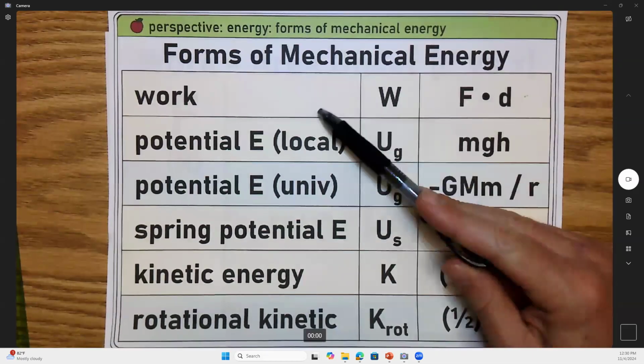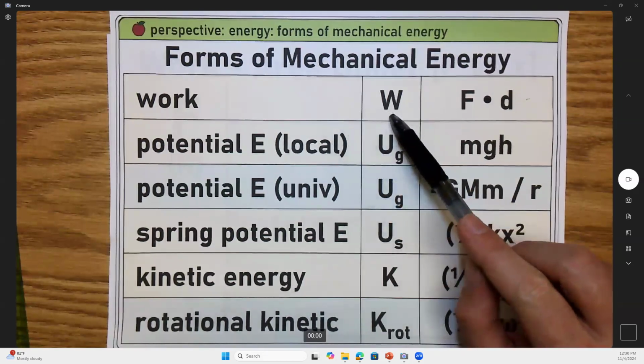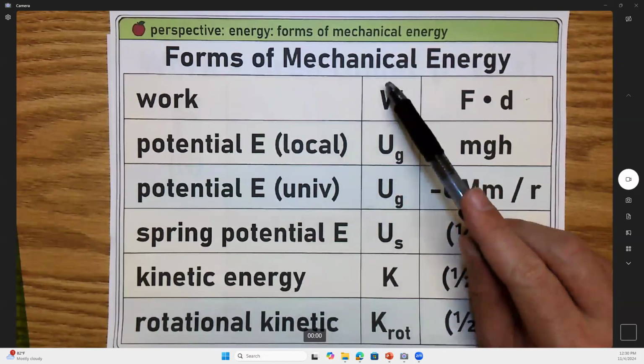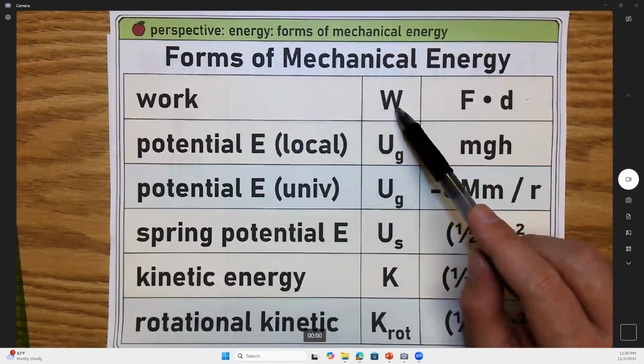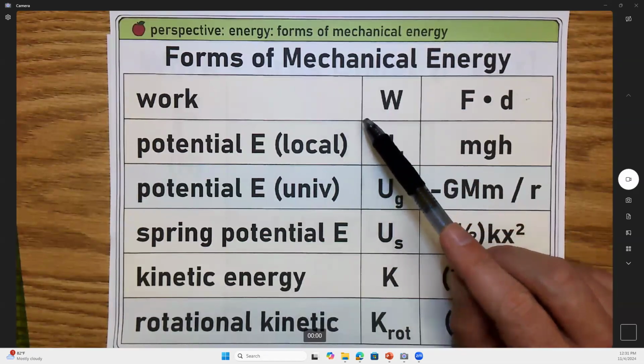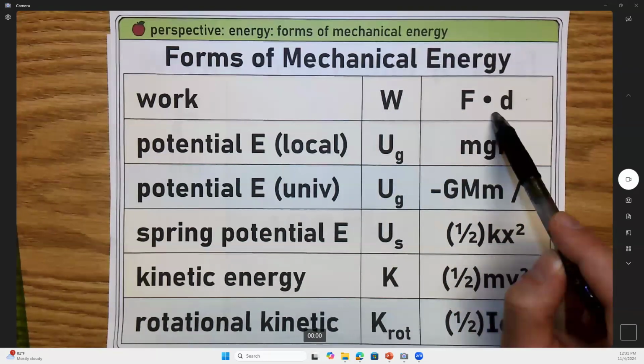Right, so work. Did I tell you guys work was a transfer of energy? Capital W could be the variable, W for work. Does this mean watts? Is this watts here? No. Work, and what is the unit for work? Joules. Yeah, joules, right? Now I can get that by force times distance.